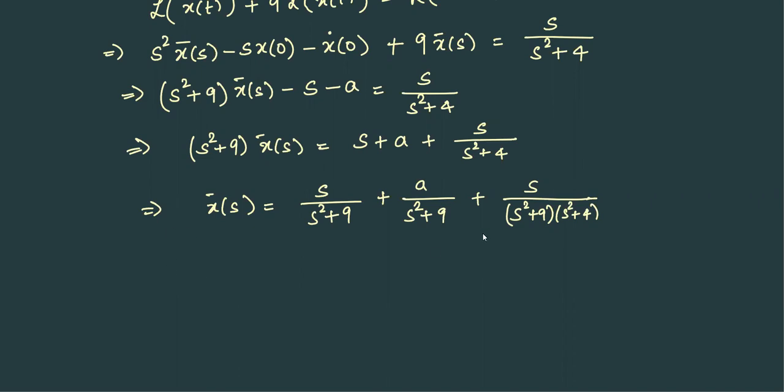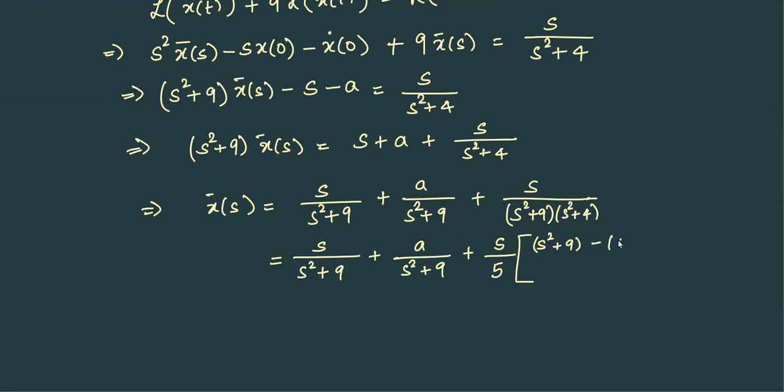Okay, the last part, we'll do simplification like this. 9 minus 4 is 5, so I multiply and divide by 5. Numerator, I will write as s square plus 9 minus s square plus 4. So 9 minus 4 is 5, 5 cancel.